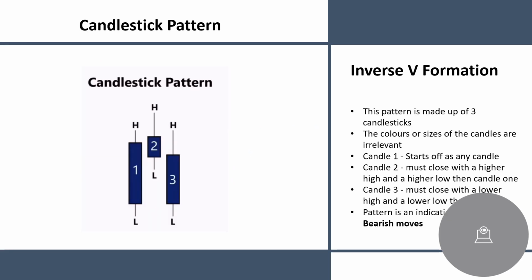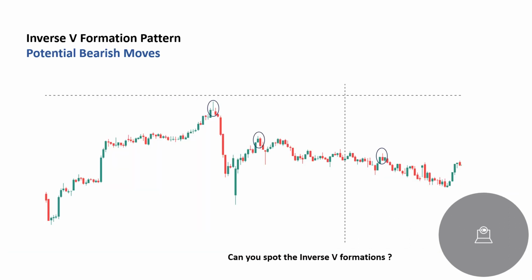Next pattern is the inverse V formation pattern, and this pattern is also made up of three candlesticks. The color and size of the candles are irrelevant. Candle one starts off as any candle. Then candle two must close with a higher high and a higher low than candle one. Then candle three must close with a lower high and a lower low than candle two. And this pattern is an indication of potential bearish moves.